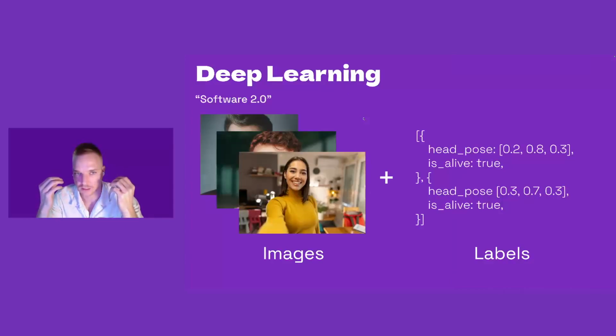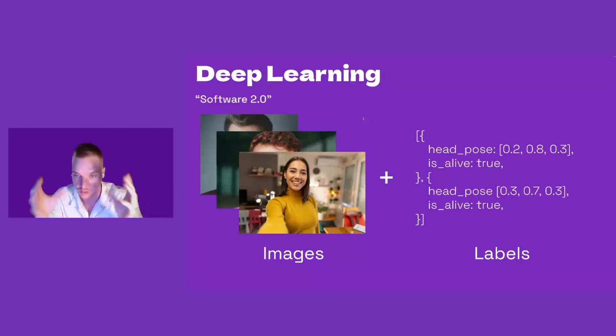And these models are trained through deep learning, like software 2.0. And what do I mean by that? I mean images plus labels. So in our case, we need a lot of images of human faces. And we have specific labels, for example, the head pose, is alive, is a photo, and so on and so forth.